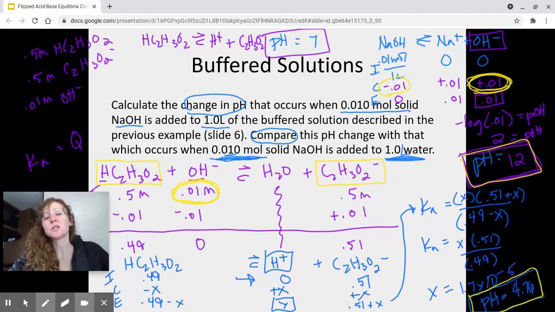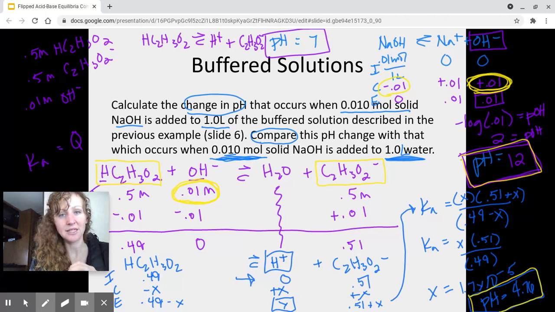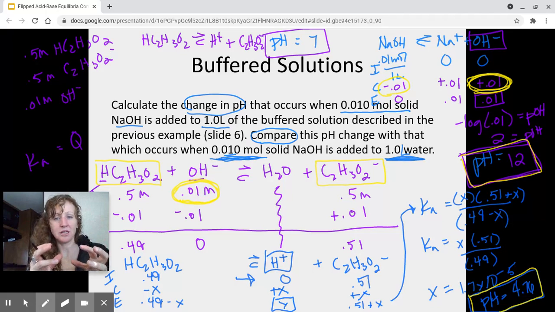So that's what we're talking about. This buffer is able to absorb base and become a weak base. It's able to absorb acid and become a weak acid, right? Instead of accumulating these very strong ions, it's able to shift and build up weak ions instead, which don't change the pH as much as the strong ions do.